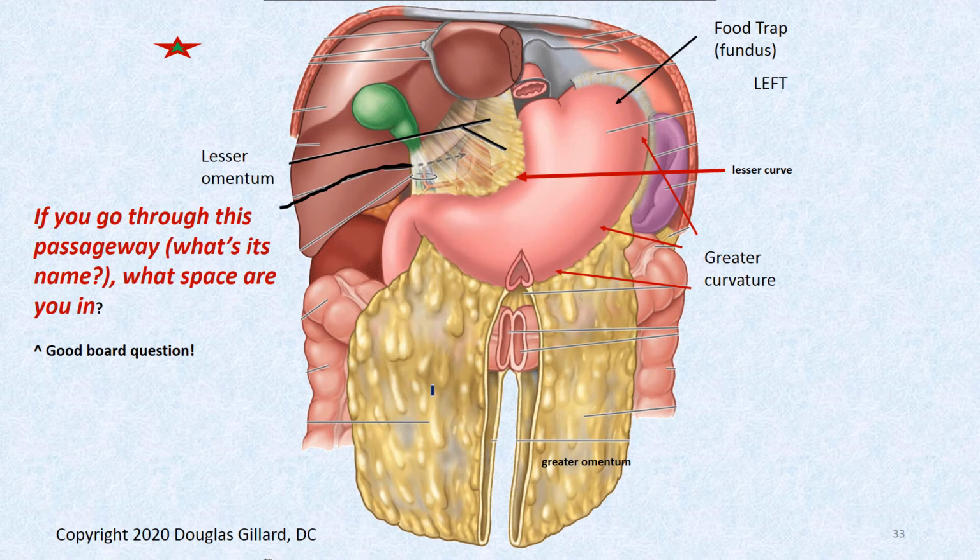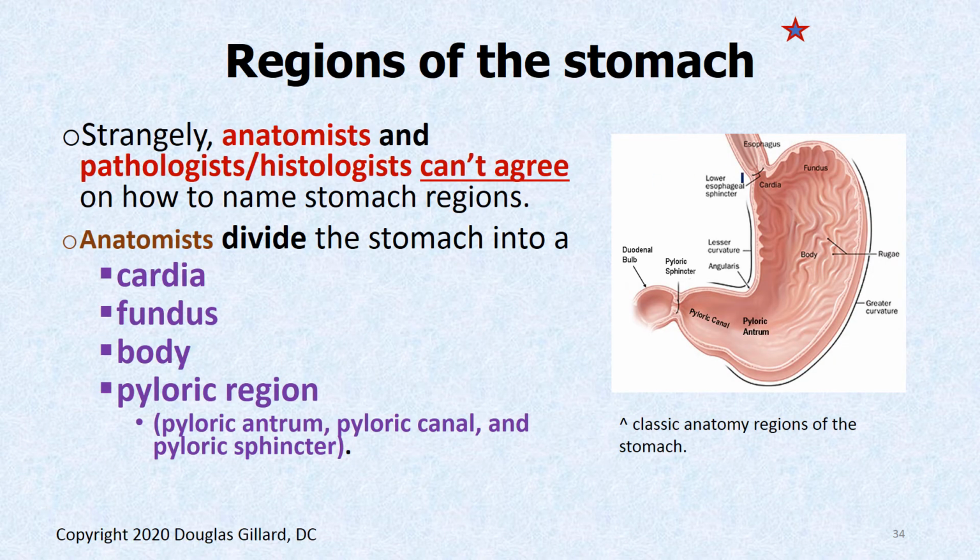All right, that's about all I want to say about that. The regions of the stomach depend on whether you're in anatomy or in histology class. In anatomy, we have the fundus right here. We have the cardiac region, where the esophagus dumps into. The body is where all the rugae are.